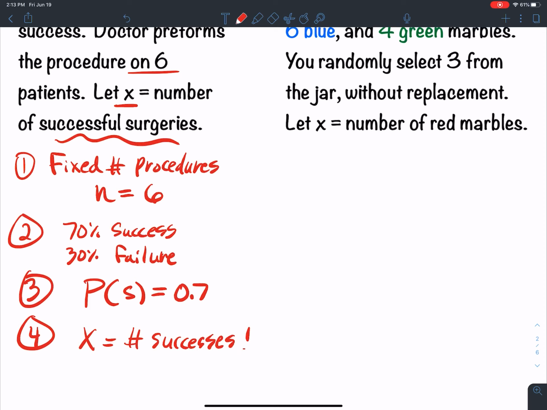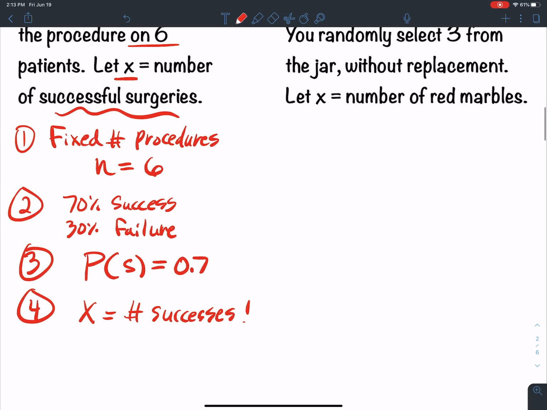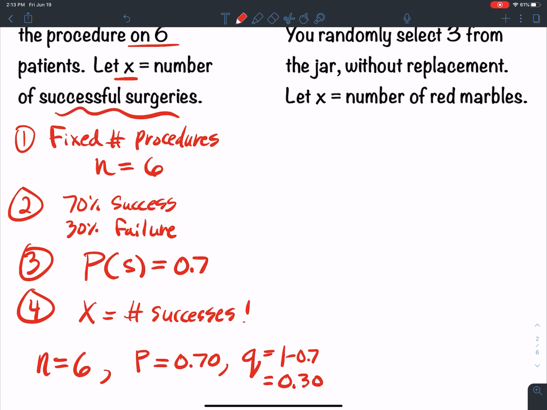The successful surgeries. Therefore, this is without a doubt a binomial distribution where n is equal to 6. The probability of success p is 70%. And the failure q is equal to 1 minus p, which is 30%. Okay?